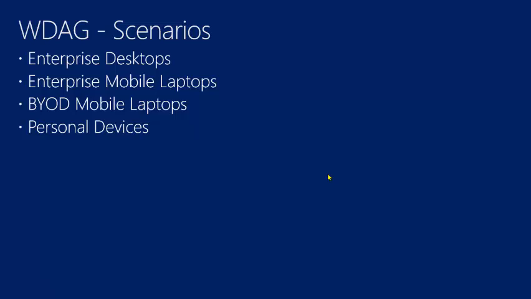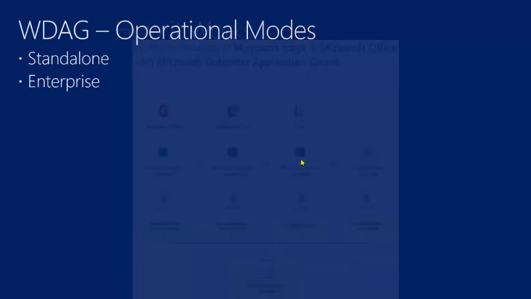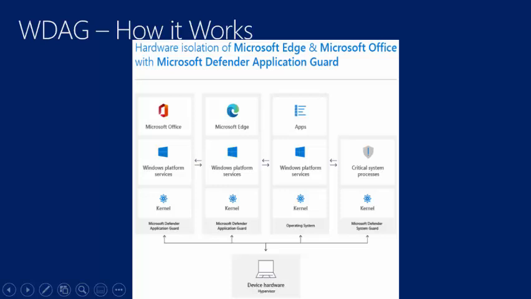So how does all this work? Well, I'm going to show you a couple of diagrams. I mentioned the operational modes already, standalone and enterprise. I'm really not going to dig into the diagrams in detail. You can pause the video if you like and look at these on the screen and go through it. This is just illustrating how Application Guard works with Edge, works with the Office products, and so on.